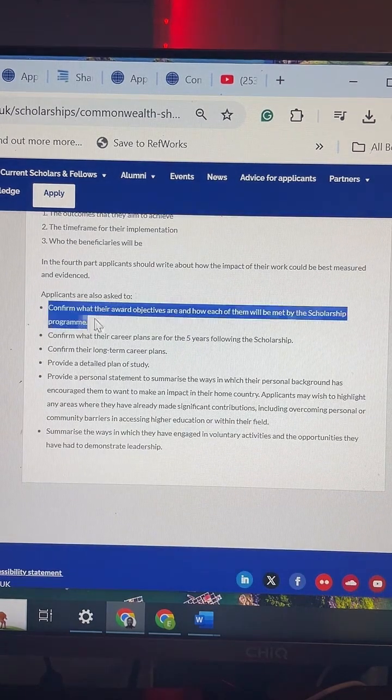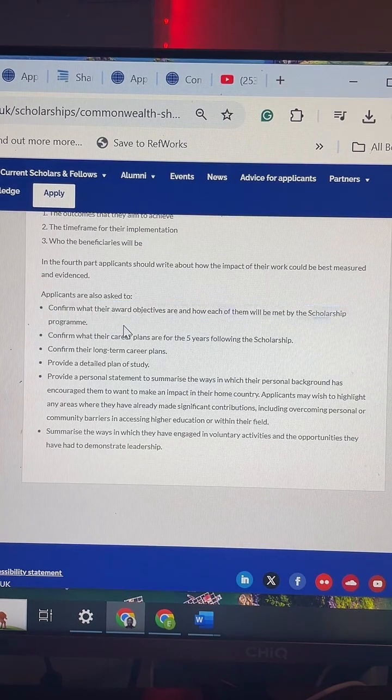And then applicants are also asked to confirm what their award objectives are and how each of them will be met by the scholarship program. So the aims and then the objectives. Aim is the overall goal that you want to achieve. The objectives will be the specific set goals that you want to achieve along the line before you can achieve the specific aim. And then confirm what their career plans are for the 5 years following the scholarship.